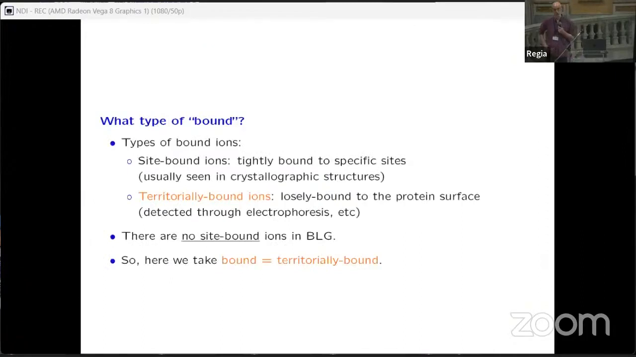So, looking first at the bound ions, and this is related with Tom Lauer's studies. What is a bound ion? Well, traditionally, or at least one of the possible classifications, which is due to Manning, you can talk about site-bound ions, which have a clearly defined position in the structure. You can often see them in the crystallographic structures. And then you can have what you can call territorially bound ions, which are the ions that are loosely bound to the surface, but they show up in a lot of experiments because they are kind of dragged along with the protein in a lot of cases. So you see them. Since in this protein, in BLG, there are really no site-bound ions, when I say bound, from this point on, I mean territorially bound, okay?